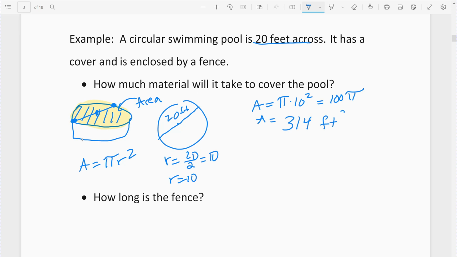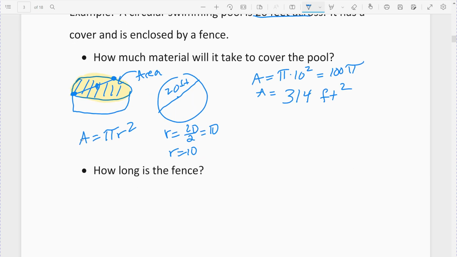It's in feet squared. Where you would use this is, suppose that I wanted to make a new cover. I'd have to know what size and how much material I need to make a new cover. Suppose the old cover got ripped or something. So I know that I need at least 314 feet squared of this particular material in order to make a pool cover. Now the fence question.